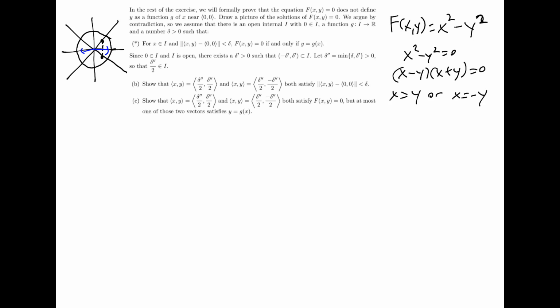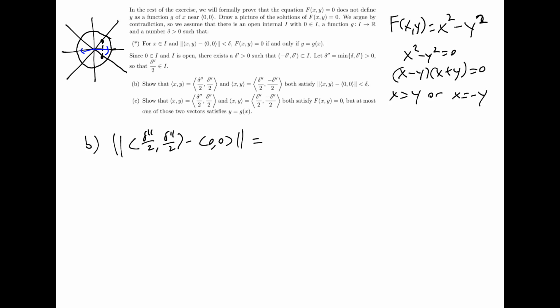Okay, what do we have to do in B? We have to show that both of these two elements satisfy this norm inequality, right? So, for instance, for the first one, we have to show that the norm of (delta double prime over 2, delta double prime over 2) minus the origin is less than delta. So, in other words, this point is actually in my black circle.